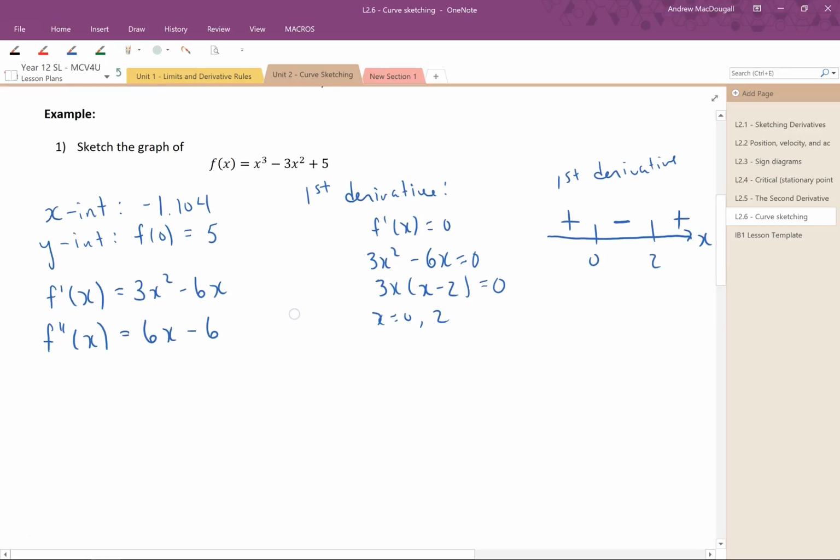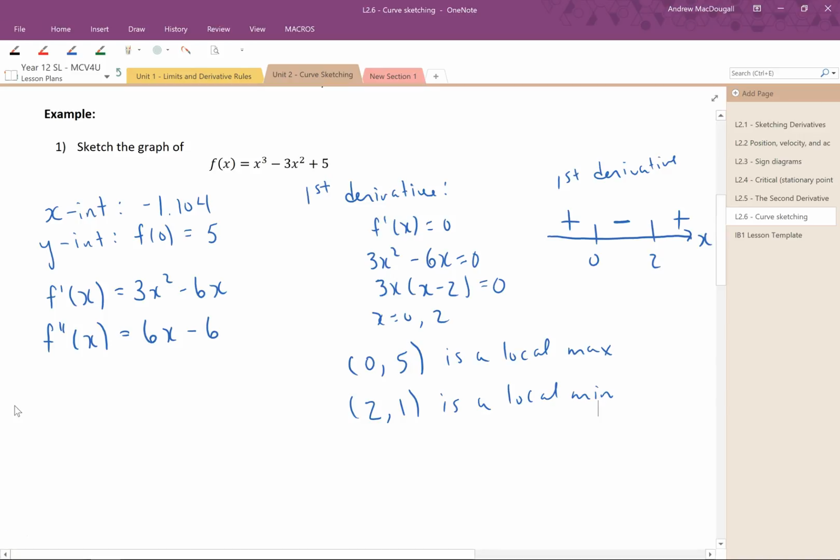So what do we know from the first derivative? Well, we know that x is 0, and what's f of 0? 5. So (0, 5) is a local max because its tangent lines go from positive to negative slope. And we know x is 2, and let's see, f of 2 is 8 minus 12, negative 4, plus 5 is 1. So (2, 1) is a local minimum, because its slopes go from negative to positive.